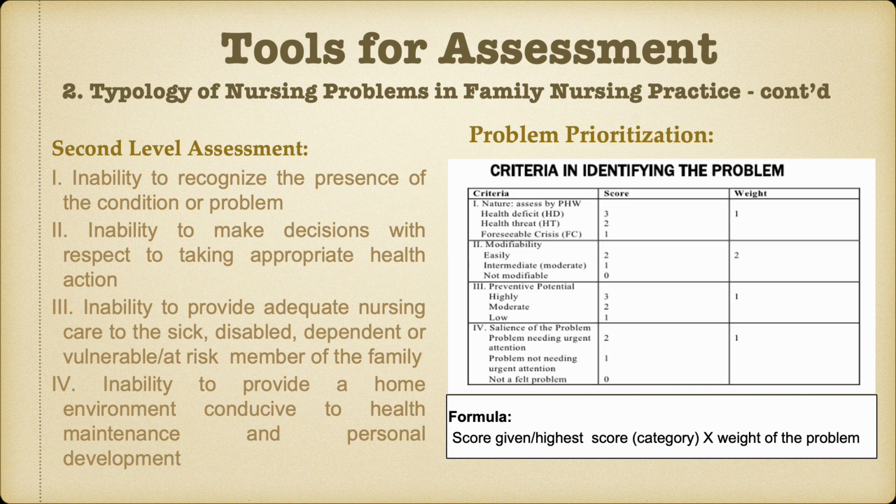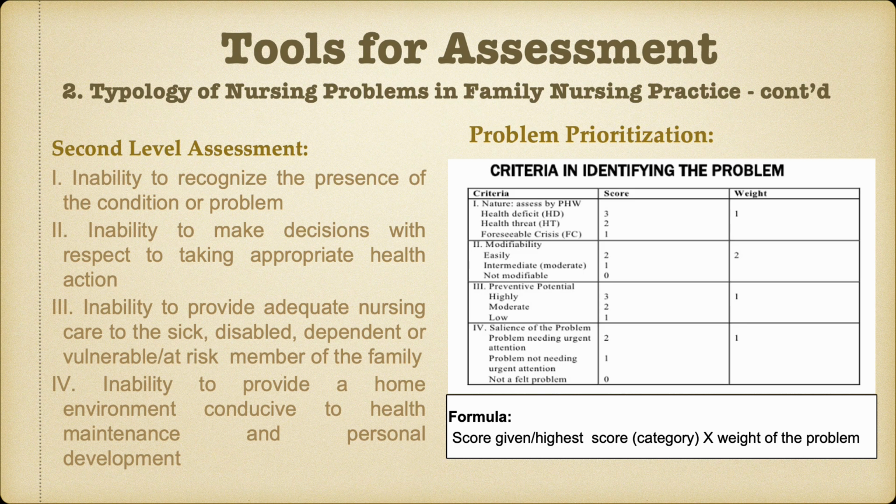So we will look closer into the problem. Can this problem be modified? Okay, for example, if the problem is overweight, can we do something about it to modify? Can we enhance the wellness state or improve the condition? Can we minimize the weight? Those are just examples. So if the problem is easily modifiable, we give a score of 2 points.